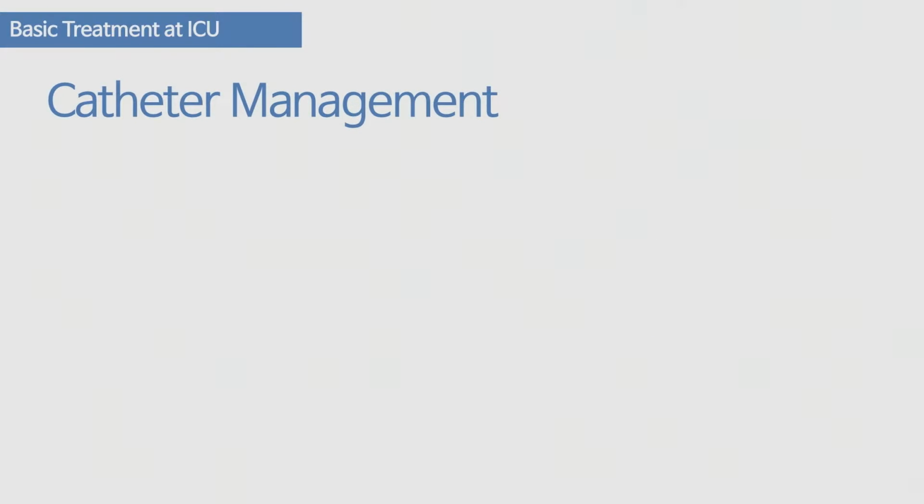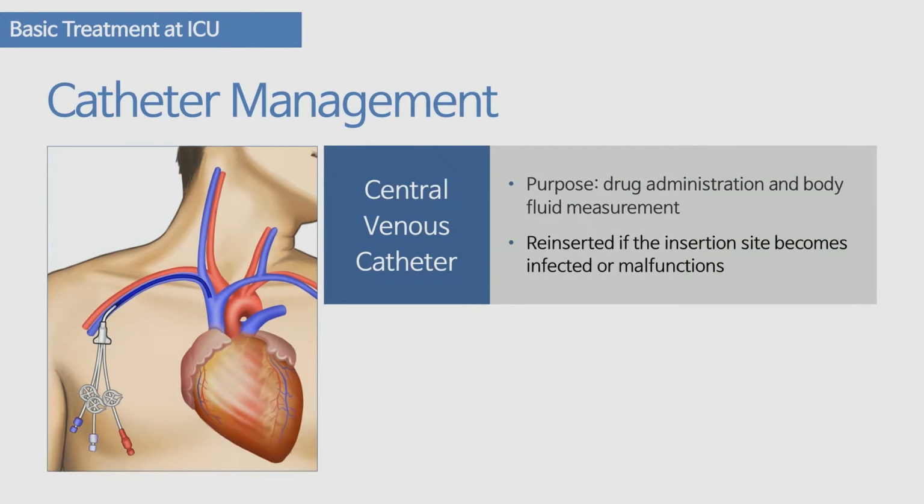ICU patients will be treated with central venous catheters and peripheral arterial lines. The central venous catheters are inserted during the operation to administer various drugs and to indirectly measure the amount of body fluids. They will remain until the patient is discharged from the ICU. Another type of central venous catheter may be inserted for dialysis or plasma exchange. If there are signs of infection or dysfunction of the catheter, it may be reinserted in the angiography room.